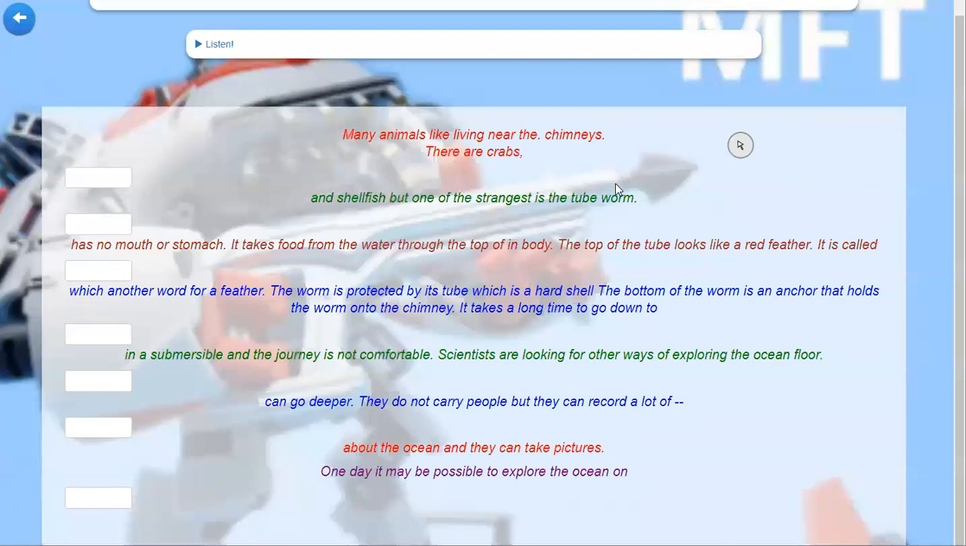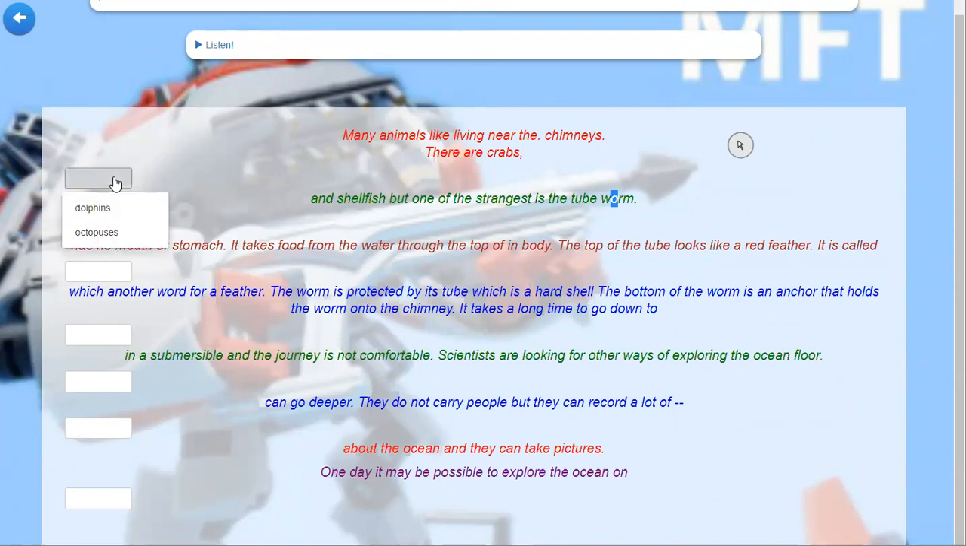Worm, not worm. When we have the letter O here, we say A: worm. And the opposite, when it is A we pronounce it O. So it's worm here. Yes, go on, Adil. Worm has no mouth or stomach. It takes food from the water. Here, is it octopuses or dolphins, crabs? What do you think? Octopuses. Okay, go on.